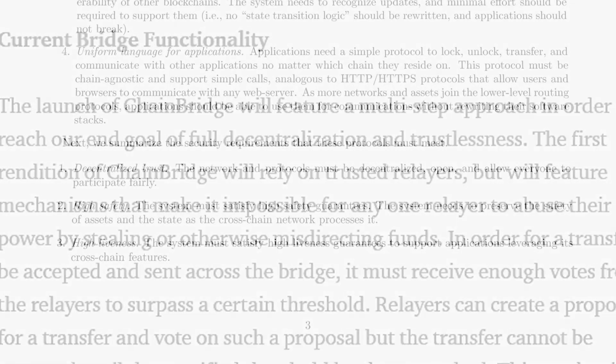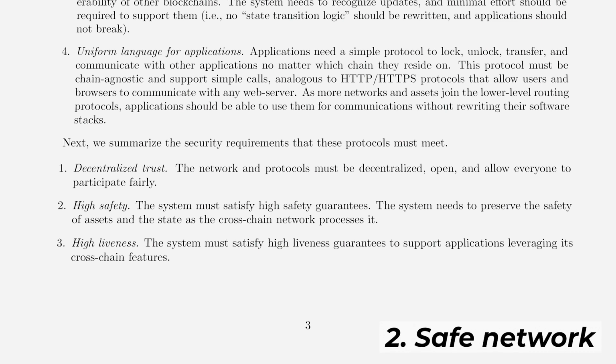decentralization. Secondly, the network must offer a guarantee of safety. That is to say, the system must preserve the assets as well as the state of the network while a transfer is being processed. The data and assets must not be altered or lost. This sounds obvious, but it should be noted that some bridges do not necessarily guarantee this.